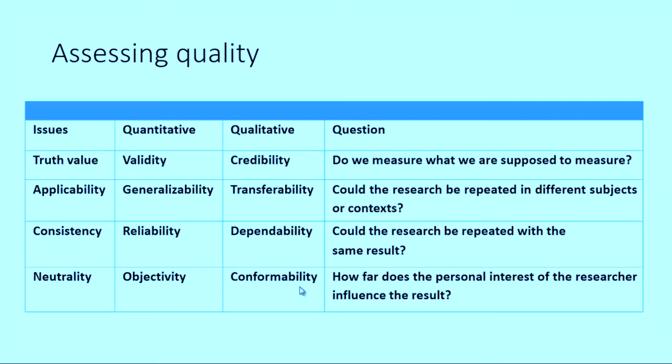There are also issues of consistency, which in quantitative study we know as reliability. In qualitative study, the criteria is known as dependability, and this relates to the question whether the research can be repeated with the same result or not. And last is about neutrality. In quantitative study, we know that as objectivity, while in qualitative study, we know it as confirmability. And that's related to the question, how far does the personal interest of the researcher influence the result of the study?